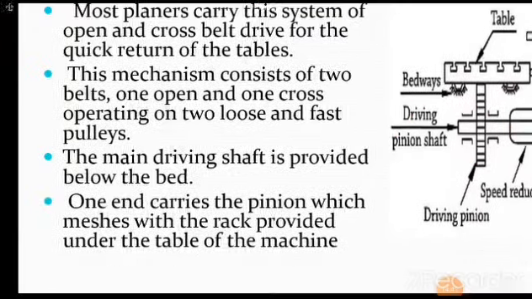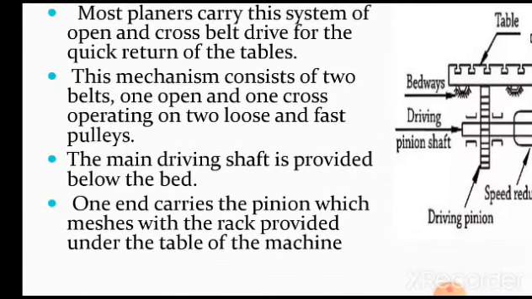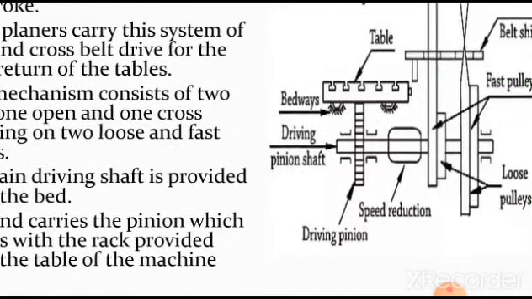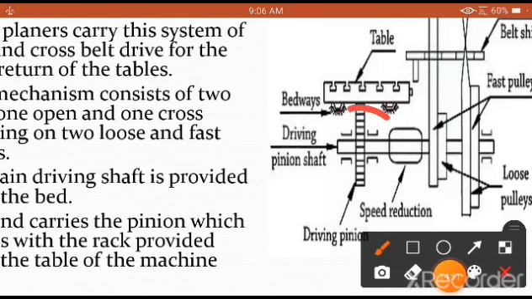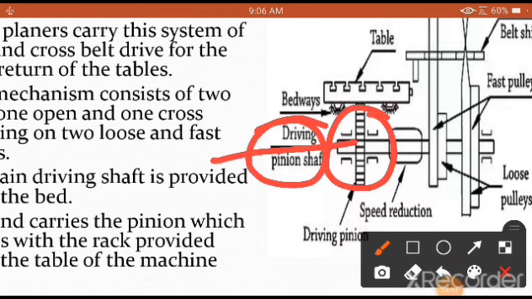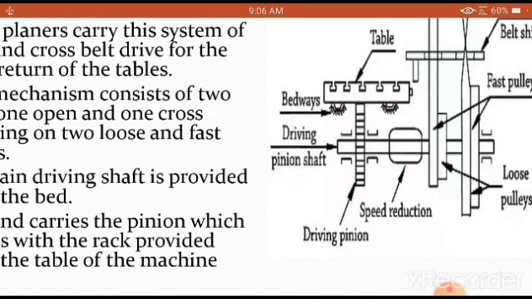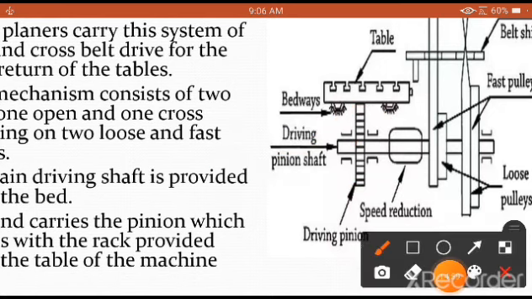Now you are going to see one end carries the pinion which meshes with the rack provided under the table of the machine. As you are going to see here clearly, this is called a pinion, and this is the driving shaft which is connected to a motor, and here you are going to see this is called a rack. As you know very well, when this pinion rotates, it is in contact with the rack teeth, and the table will start moving, giving the movement.